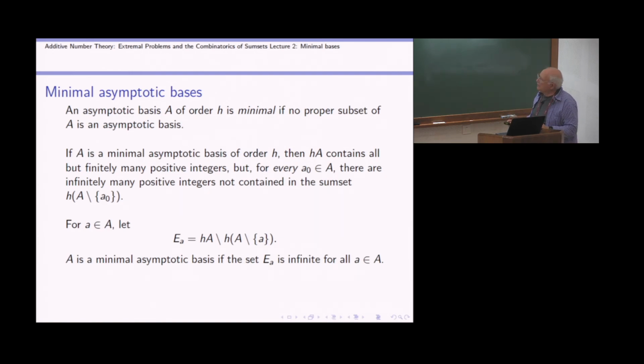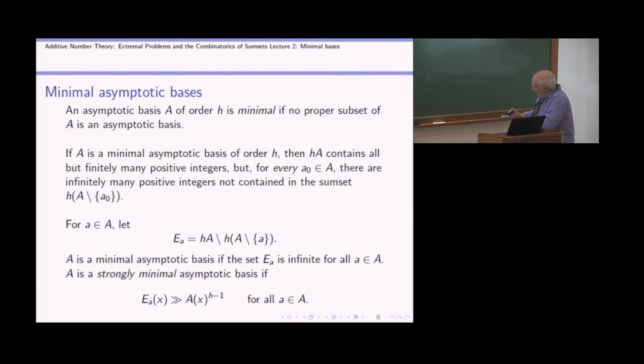You can make that slightly more quantitative. For an element a in this set A, this is the h-fold sumset of A, and this is the h-fold sumset of A with the element little a removed. So these are the numbers that are destroyed. This is the set of integers no longer represented if you delete the element a of A. To say you have a minimal asymptotic basis means that this set is infinite for all a. And sometimes you can observe a stronger phenomenon, that this exceptional set, the number of elements that are destroyed by the removal of a, is actually quite large.